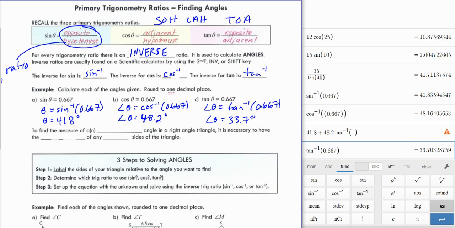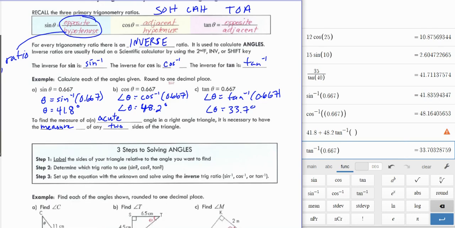To find the measure of an acute angle, acute meaning less than 90 degrees, in a right angle triangle, it is necessary to have the measure of any two sides of the triangle. So you couldn't do this with only one side. You would need to know two sides.